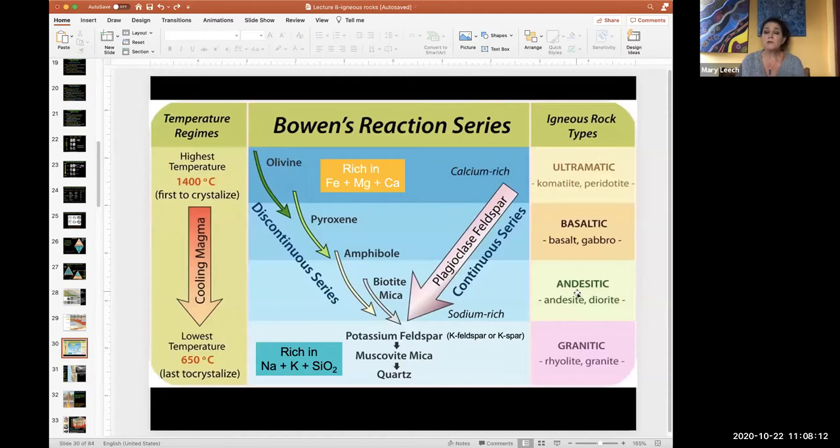What would you say? You can type it in the chat. I'm looking at the chat, or you can say it. Sorry, could you repeat that, please? So if you were to start with a solid andesite, so somewhere in here, which minerals would melt first? The biotite micas. And what else?